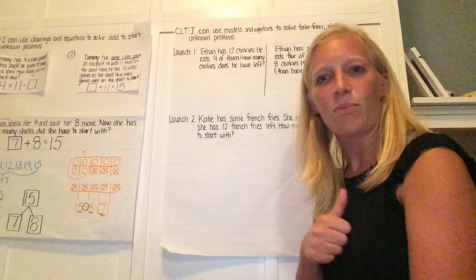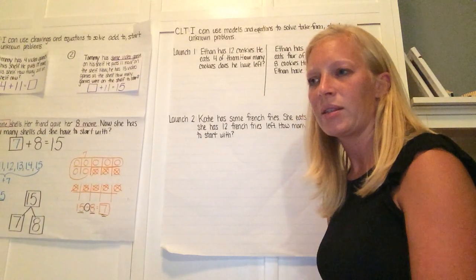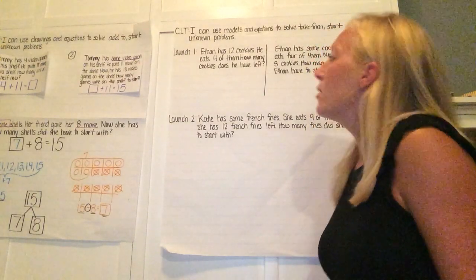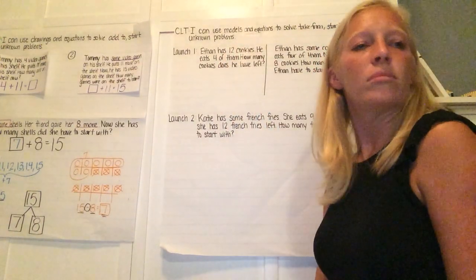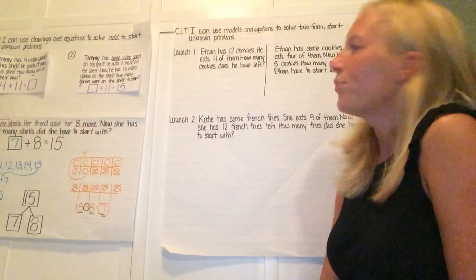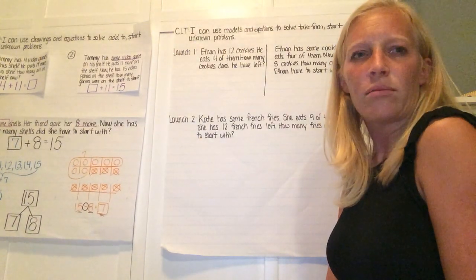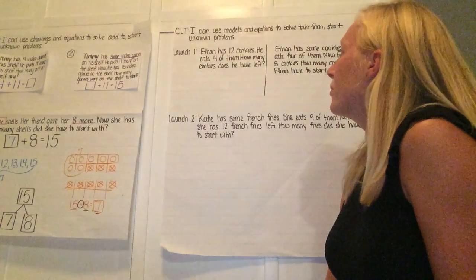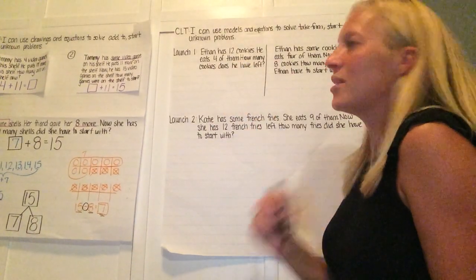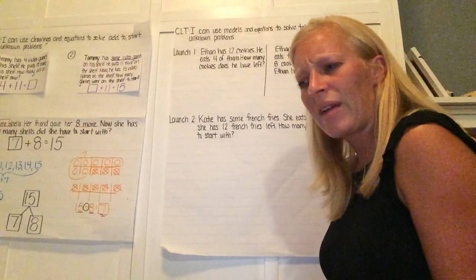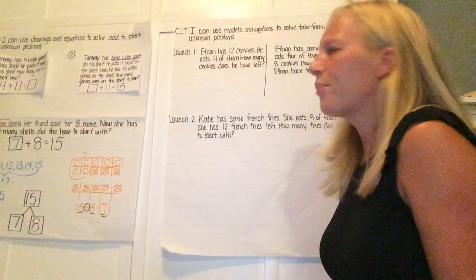See all these thumbs just popping up in front of your chests? What do we know? He has 12 cookies. What else do we know? He ate 4 of them. We're trying to find out how many cookies he has left. I love a good question at the end of a story. What equation might we write to match that story?